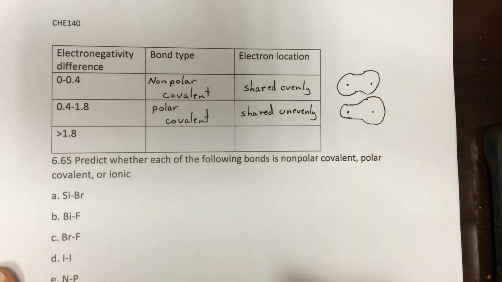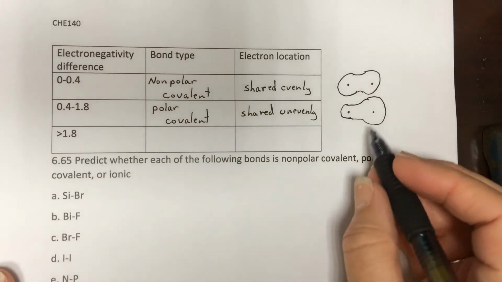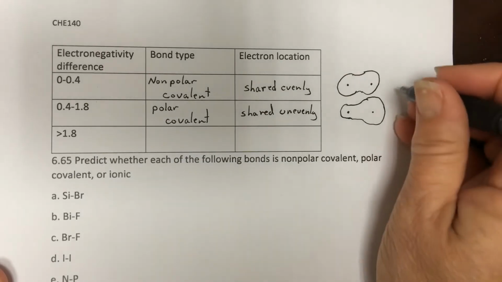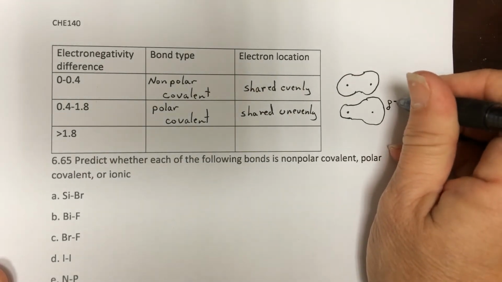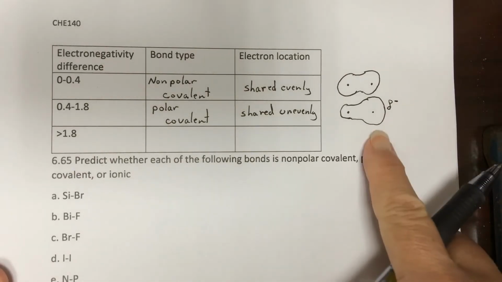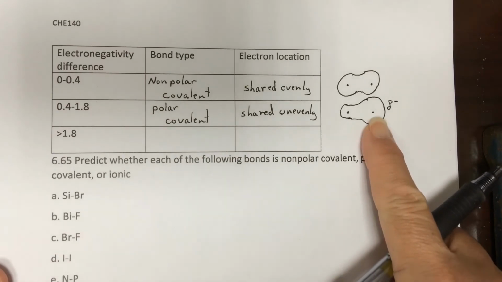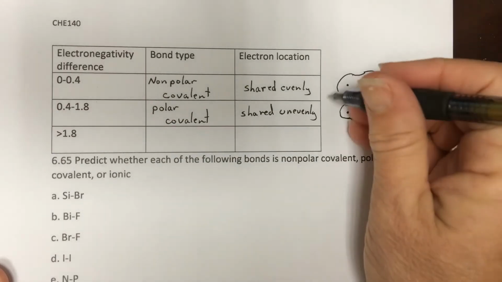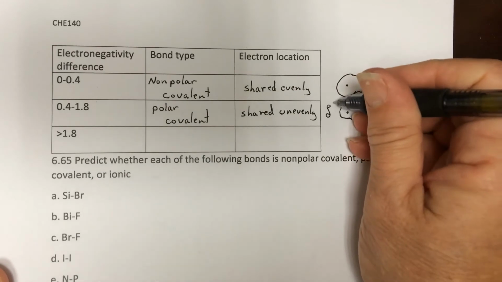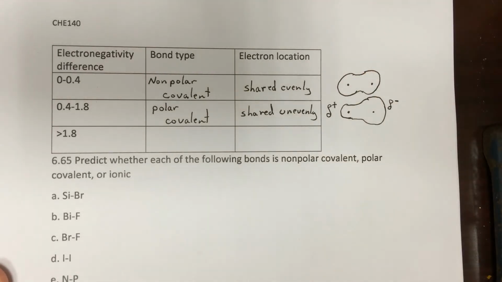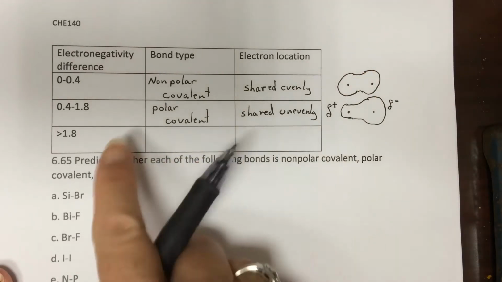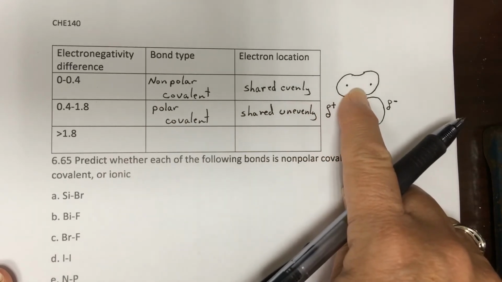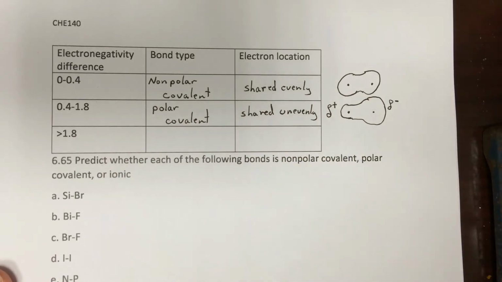My artwork leaves something to be desired. And we get a partial charge. On this side, we get a partial negative charge because the electron is spending more time on this side. And on the other side, we get a partial positive charge. Note that for the nonpolar covalent bond, I didn't draw any charges because it's shared evenly.